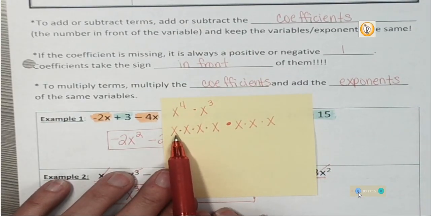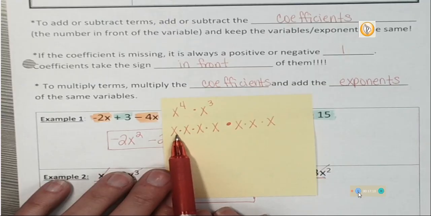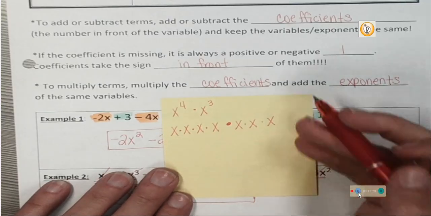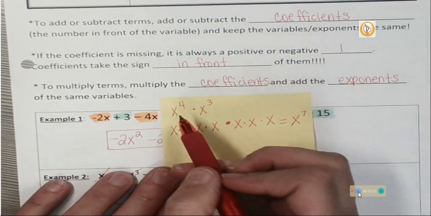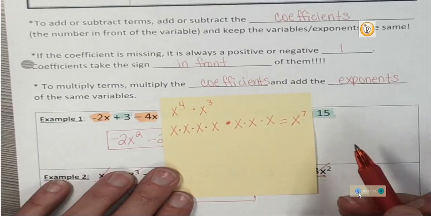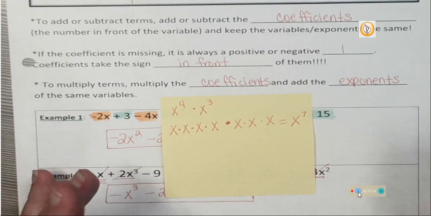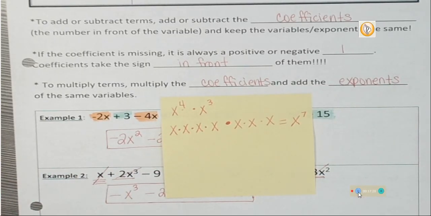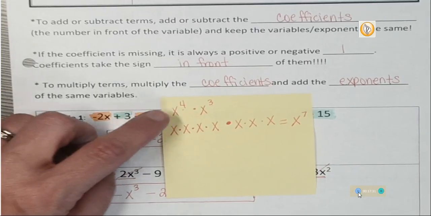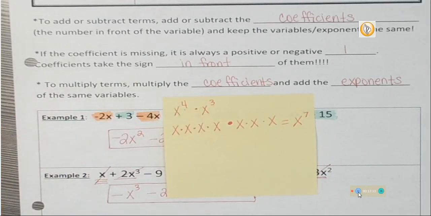Okay, now, how many x's do you have multiplied together? 1, 2, 3, 4, 5, 6, 7. What do you do with 4 and 3 to get to 7? You add them, okay? So if I'm ever not sure, because on a test or a quiz I can't ask my teacher, I just draw out my example.